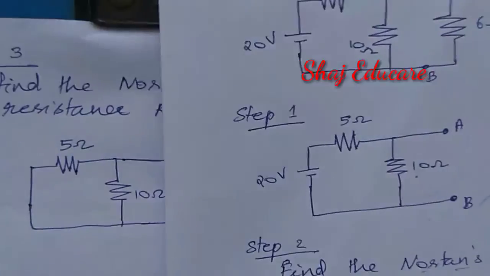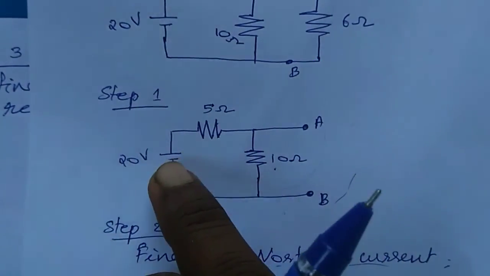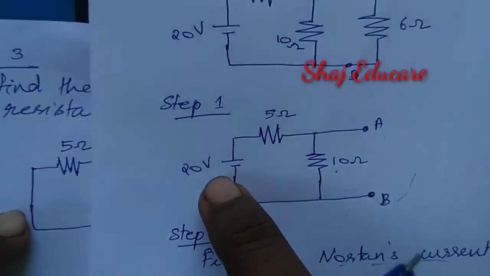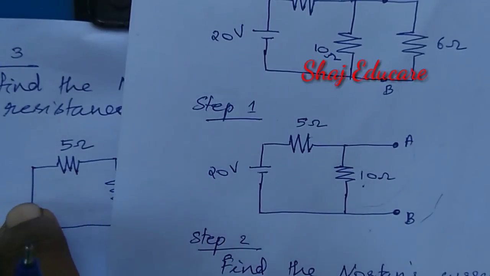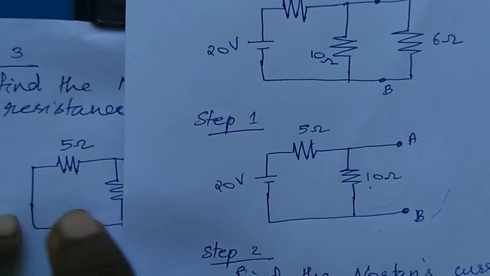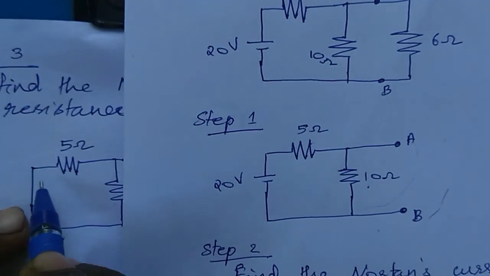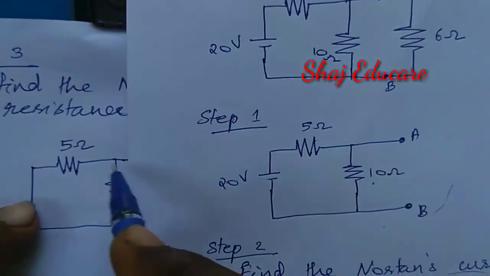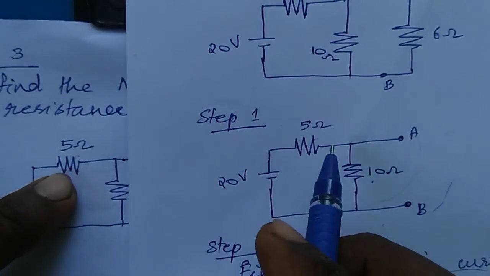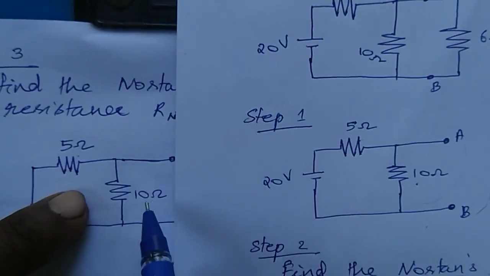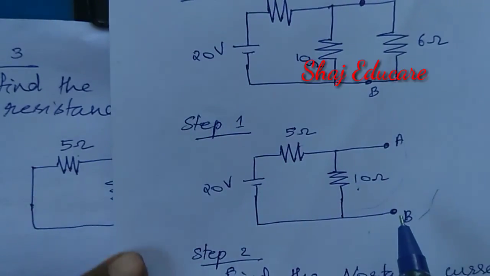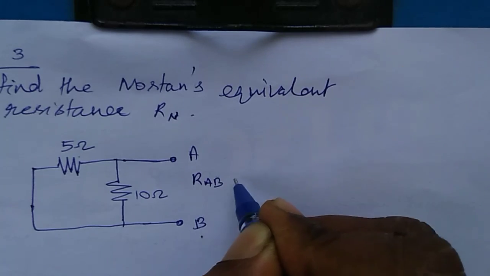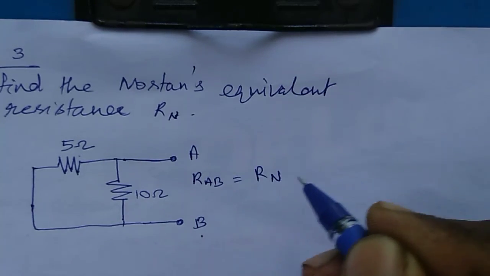Here I have nullified the effect of the 20 volt voltage source by simply short circuiting it by means of a wire. I removed it or nullified it. Then the remaining 5 ohm resistance and 10 ohm resistance, 5 and 10. Across the points A and B, we are going to find the resistance RAB. That will be the Norton's equivalent resistance.